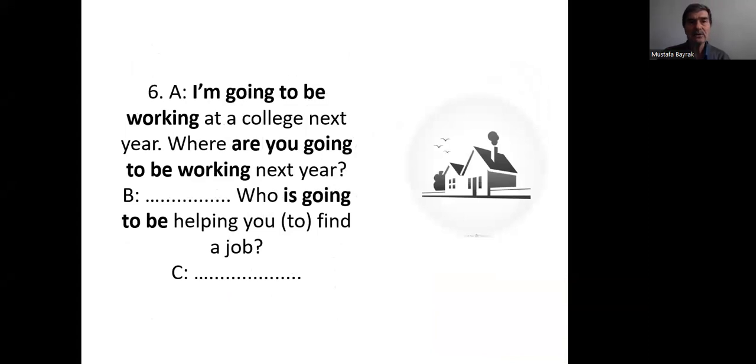6, I am going to be working. Yes, I will be working or I am going to be working at a college next year. Where are you going to be working next year? Yes, it is also possible to make be going to continuous sentences. Who is going to be helping you find a job or to find a job? Mahmoud is going to be helping me to find a job or find a job.